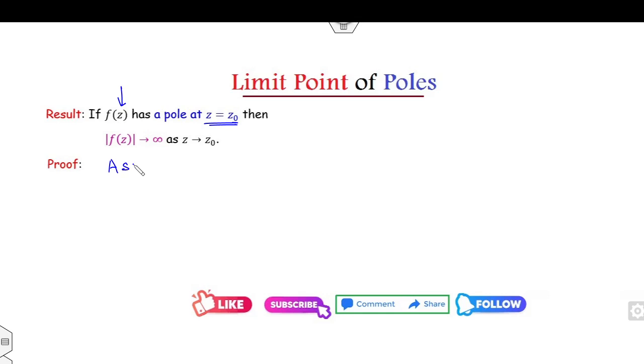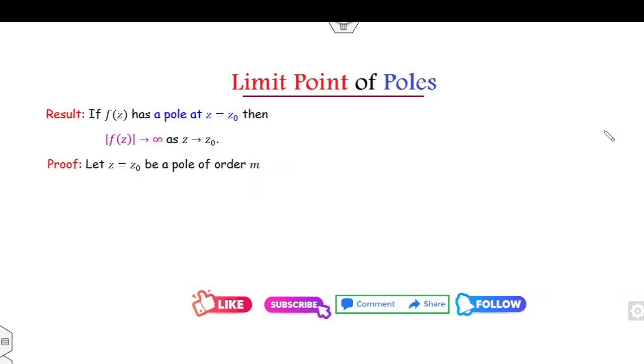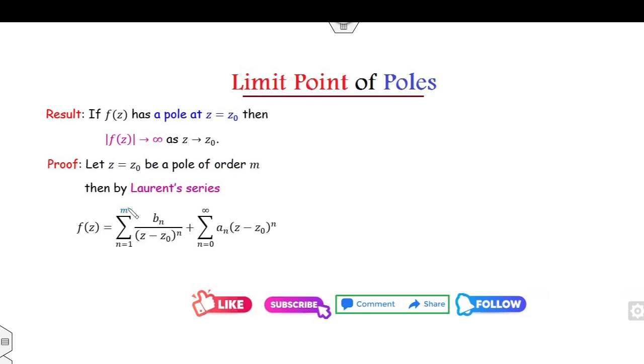Now, the proof is very simple. I can give you the proof in 2 or 3 lines. Assume f(z) has a pole at the point z is equal to z0, which is of order m. What is the meaning of m? That means bm is non-zero, while bm plus 1, bm plus 2, and all the later values are 0. So by using the Laurent series, I can write the sum from 1 to m of bn over (z minus z0) to the n.